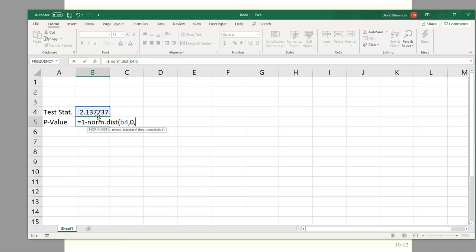Comma 0, comma 1. That is the mean and standard deviation for the standard normal distribution. And then comma 1 for cumulative. We always use that 1 at the end when we're using norm.dist. And there's our p-value, 0.0163 approximately. Now let's take note of those and go back to our problem.